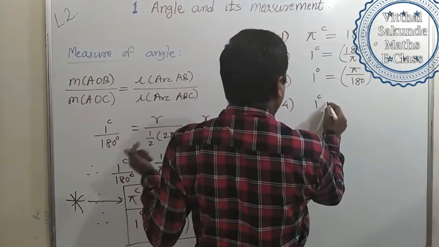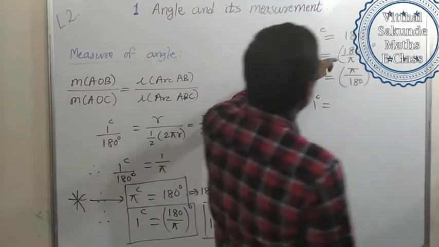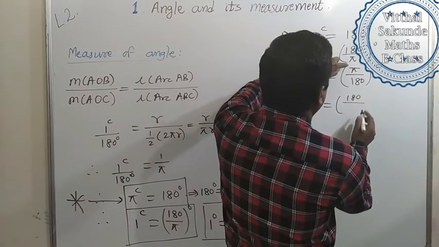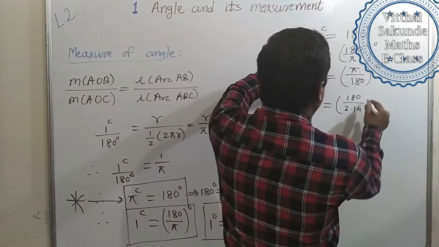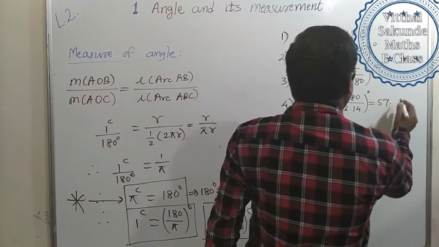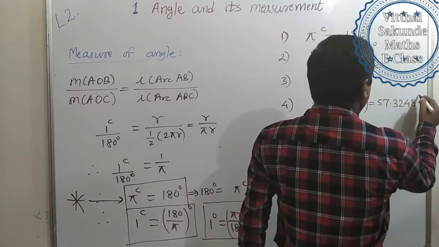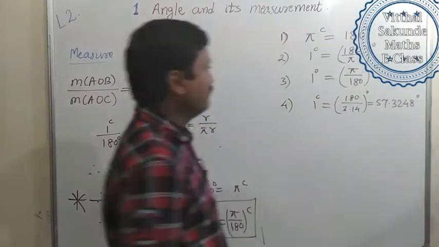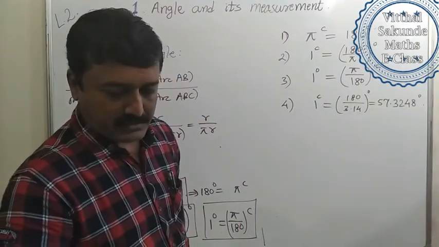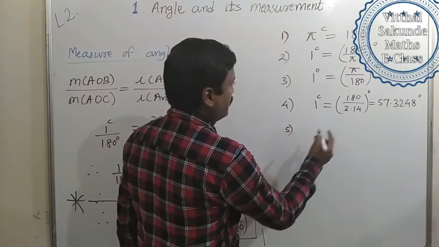In the previous part I have written the value of 1 radian. It can be obtained as 180 upon the value of pi. If you take pi as 3.14, then it will become 57.3248 degrees. Remember, 1 radian is equal to 57.3248 degrees.